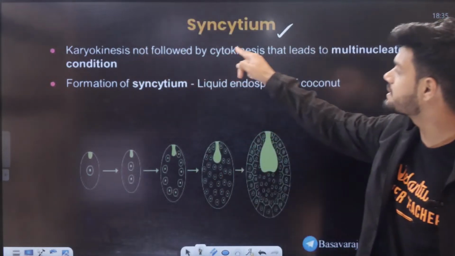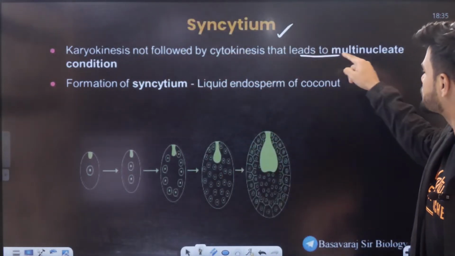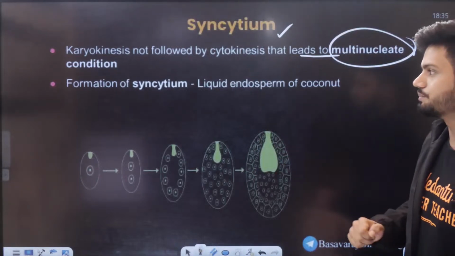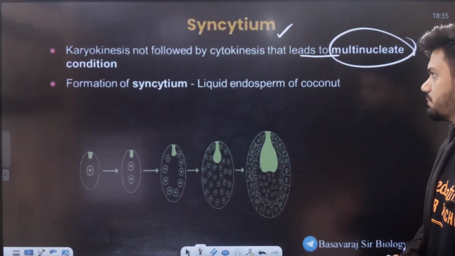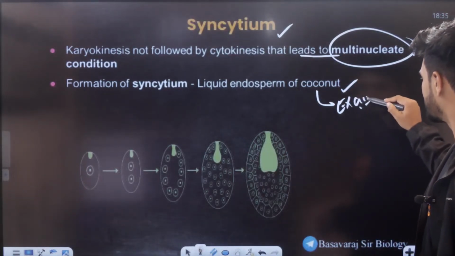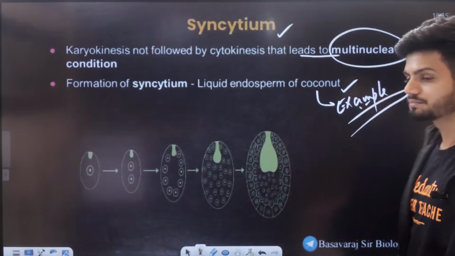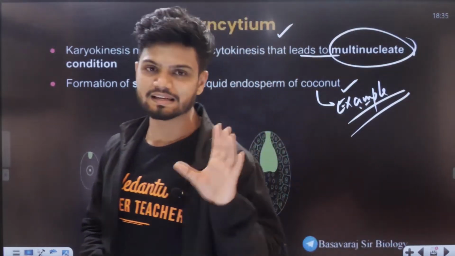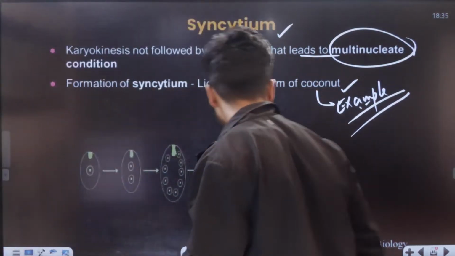Karyokinesis not followed by cytokinesis leads to a multinuclear condition, that is, formation of syncytium. The liquid endosperm of coconut is an example. Clear, all of you? Clear? Yes or no?